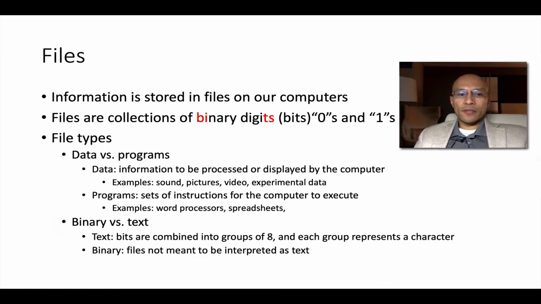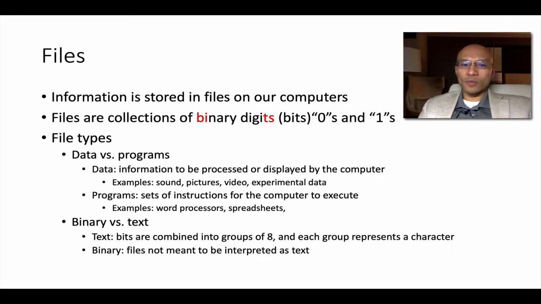of instructions. Information is stored on our computers in what we call files, and files really are just collections of ones and zeros. We call those ones or zeros bits. They're binary digits, so we make that contraction bits. And files we can classify in a few different ways.